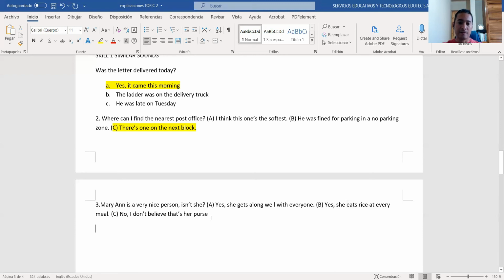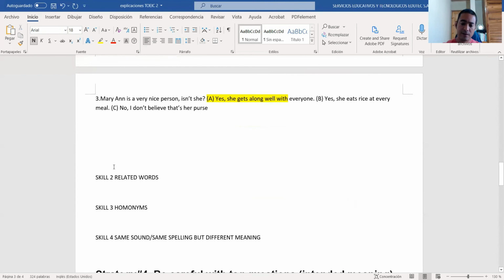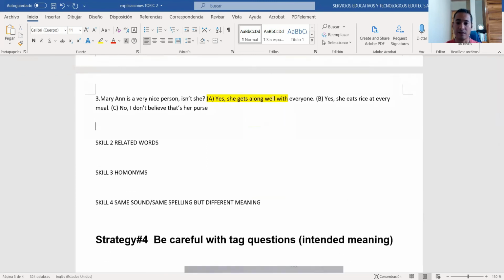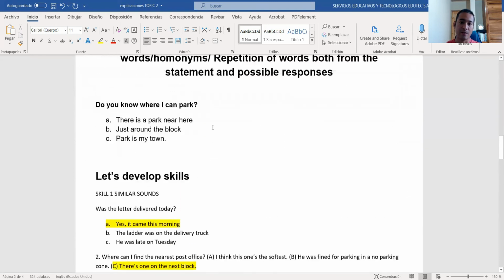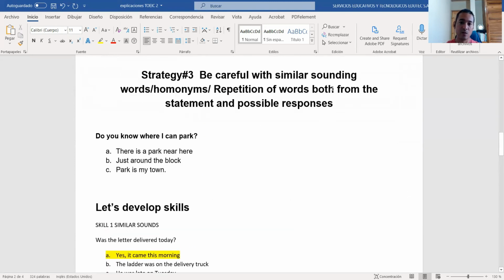then you have 2 possible choices. Here, she gets along well. Se lleva bien. And I don't believe that's her purse. So, well, in this case, this is the right choice. Okay, for skill number 2, it's very similar. Well, actually, the 4 skills are about similar sounding words, homonyms, repetition of words.